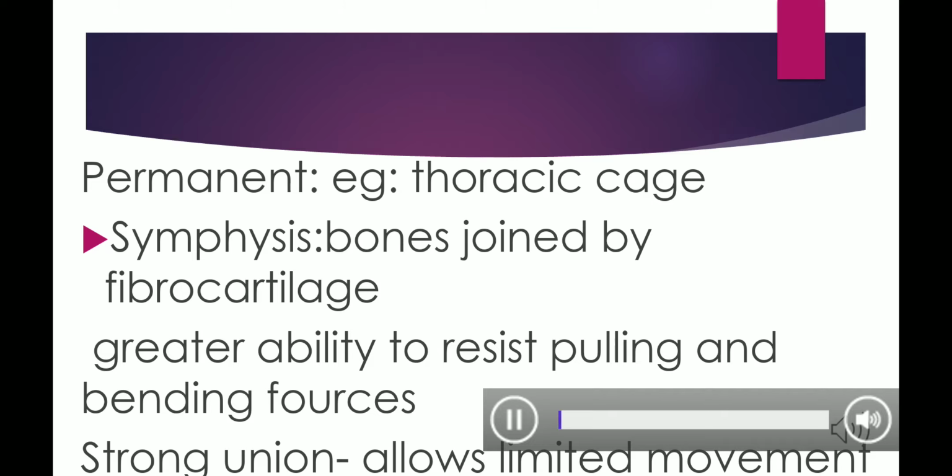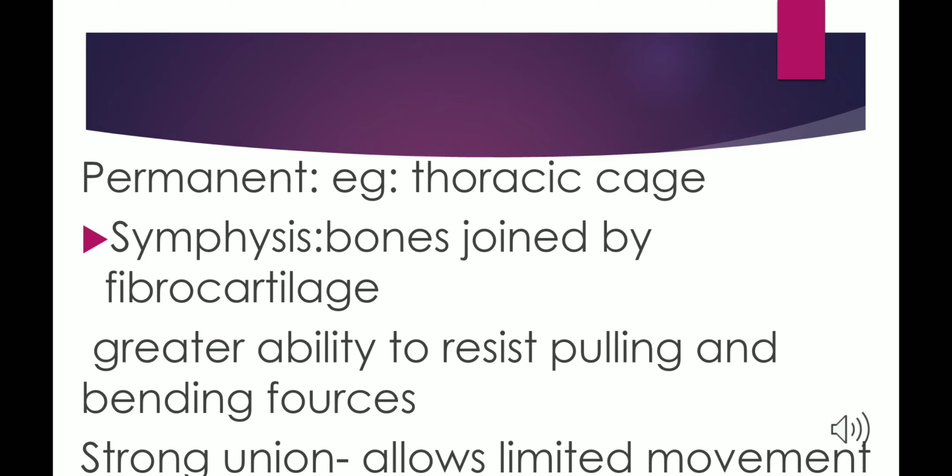So example for permanent synchondrosis is sternocostal joint, that is the first rib is articulated to manubrium by costal cartilage. And the next classification of cartilaginous joint is the symphysis. And a symphysis is a cartilaginous joint in which the adjacent bones are articulated by means of fibrocartilage.